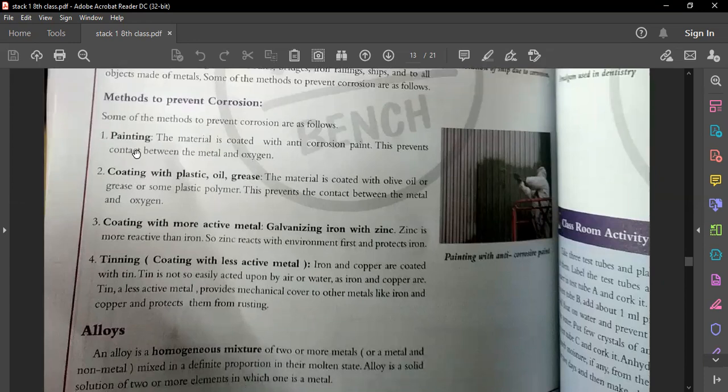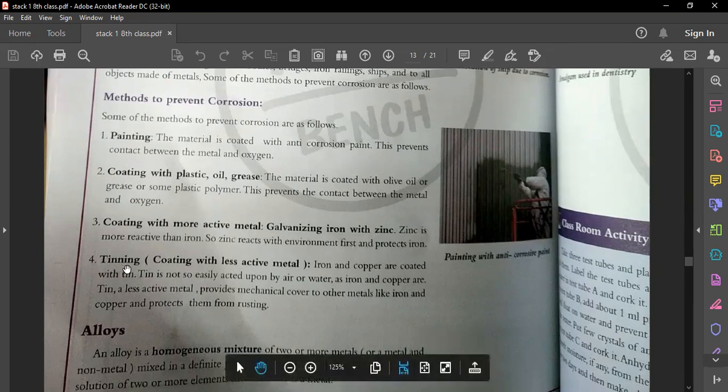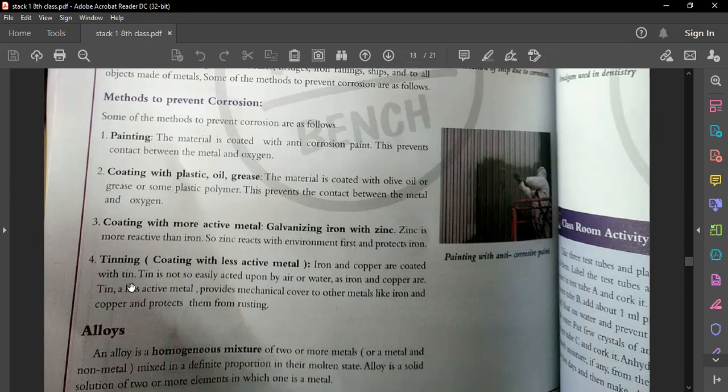Okay. Then methods to prevent corrosion: painting, coating with plastic, oil or grease, coating with more active metals, zinc, tinning. What is the meaning of tinning? Coating with tin metal, because tin is a less reactive metal compared to iron. So compared to iron, tin is less reactive, so it will not undergo that much corrosion.